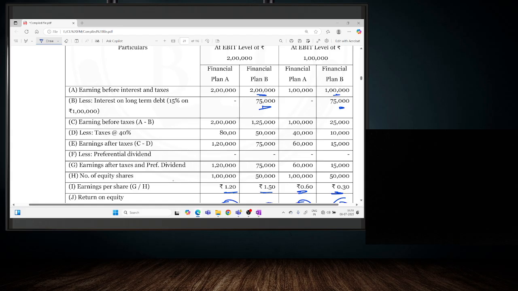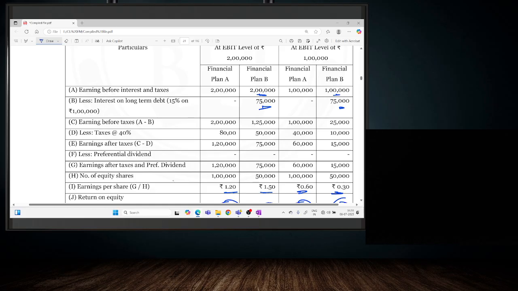75,000. So for 2 lakh rupees profit also you are paying 75,000 interest. 1 lakh rupee profit also you are paying the same 75,000 interest. Why? Because debt is a riskier source of finance. Whether you are generating 2 lakh profit, 1 lakh profit, or 3 lakh profit, or 5 lakh profit, doesn't matter. You have to pay a fixed amount of interest. Clear? Any doubt in this?